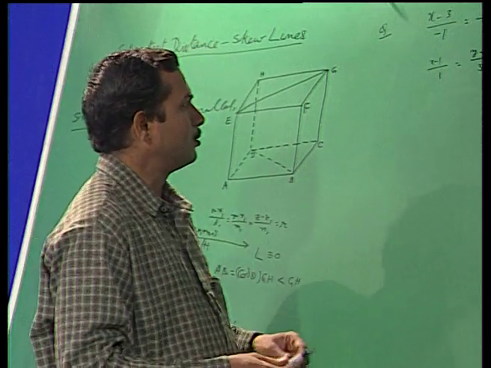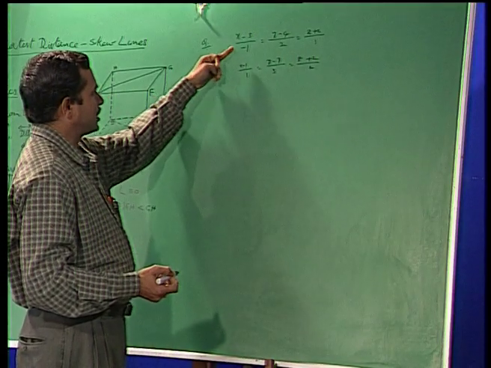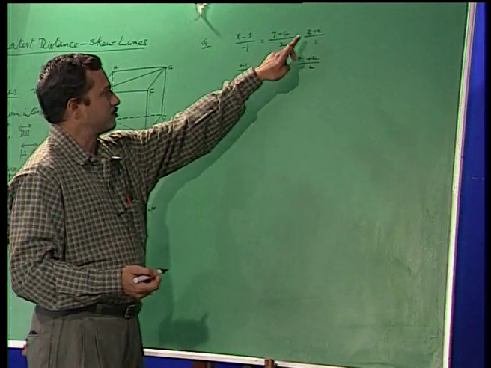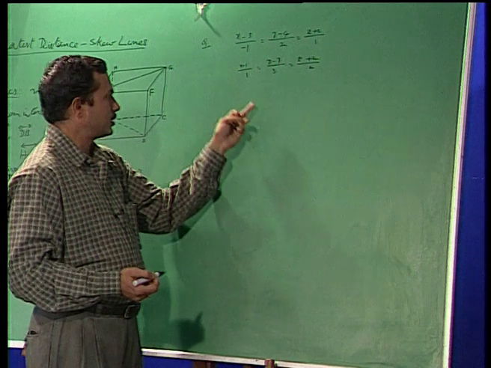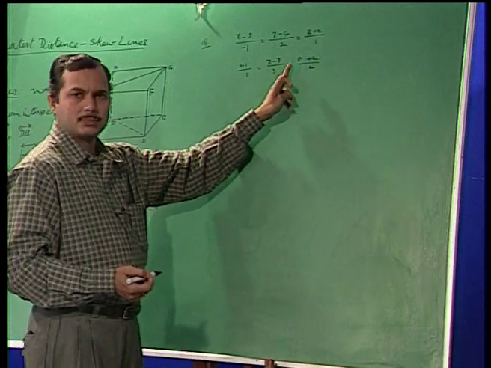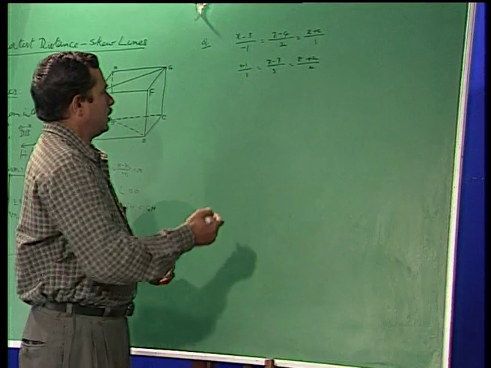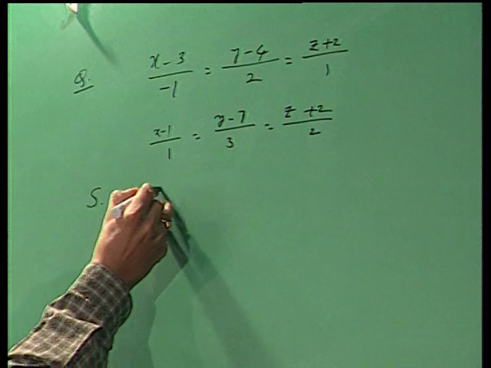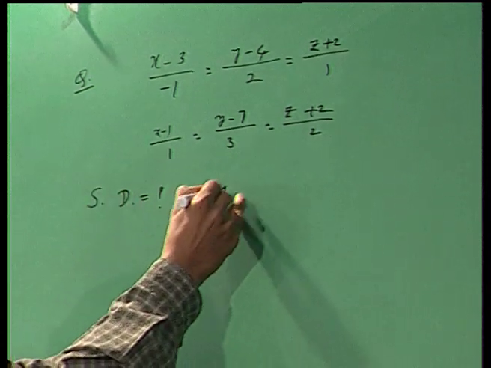Consider two straight lines: (x minus 3) by minus 1 is equal to (y minus 4) by 2 is equal to (z plus 2) by 1, and (x minus 1) by 1 is equal to (y minus 7) by 3 is equal to (z plus 2) by 2. For these two straight lines, let us find the shortest distance and also its equation.